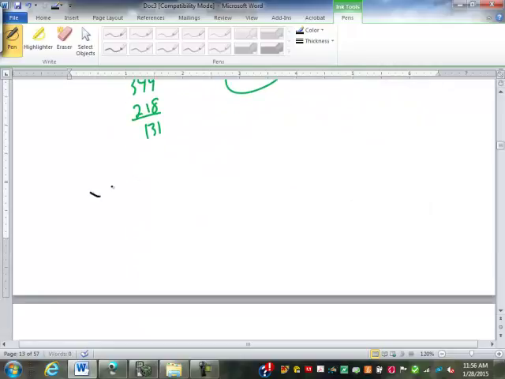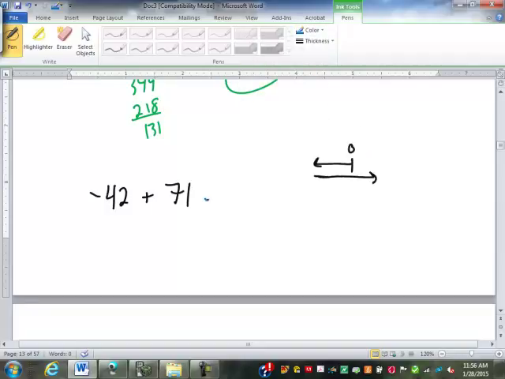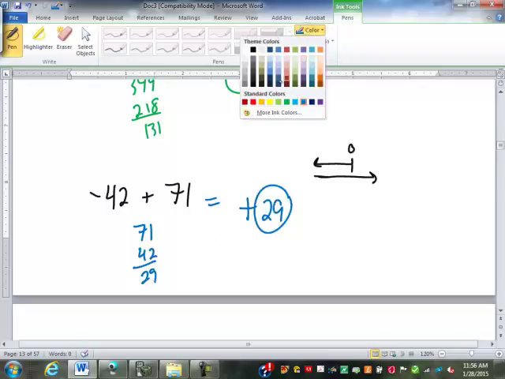So I might have a negative 42 plus 71. So same thing. Here's 0, negative 42. Positive 71 goes the other direction, and it's going to be longer, putting us on the positive side of things. So it tells us our answer is positive. And again, the arrows are in opposite directions, so it's the difference between 42 and 71, which is 29. So it's positive 29.